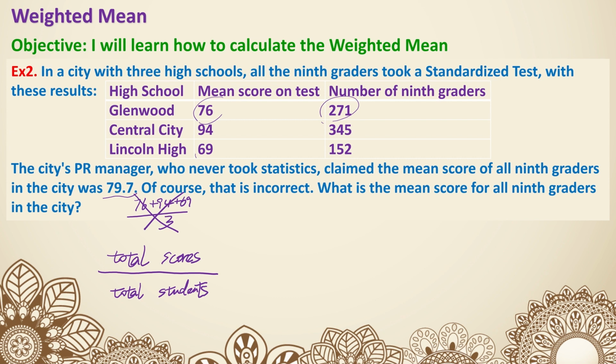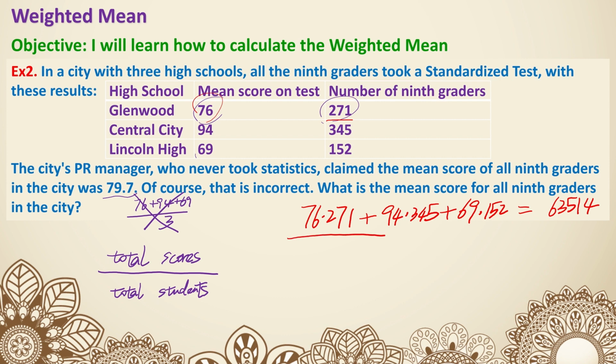So on the top, we're going to calculate the total scores for each of the schools. So 76 times 271, meaning the 271 students for Glenwood, and then 94 times 345. And afterwards, it's 69 times 152. So that is the total score, which will come out to be 63514. And afterwards, on the bottom, we're going to divide by the total number of students.